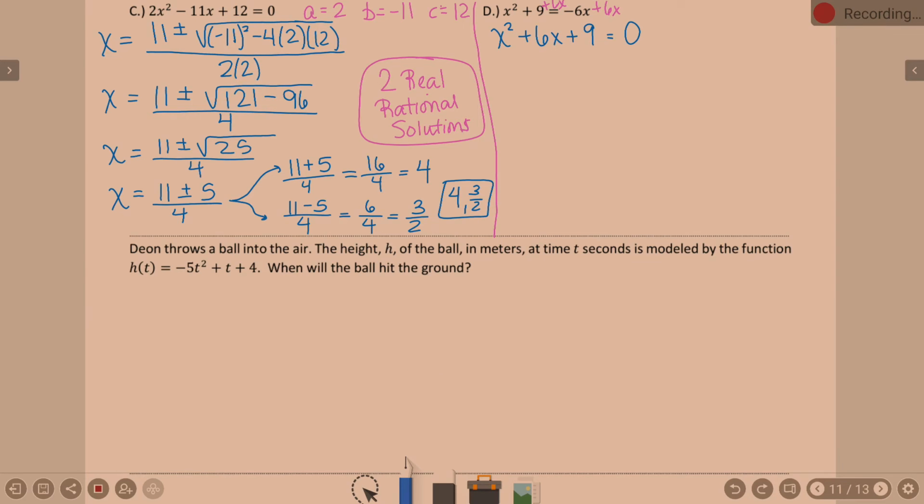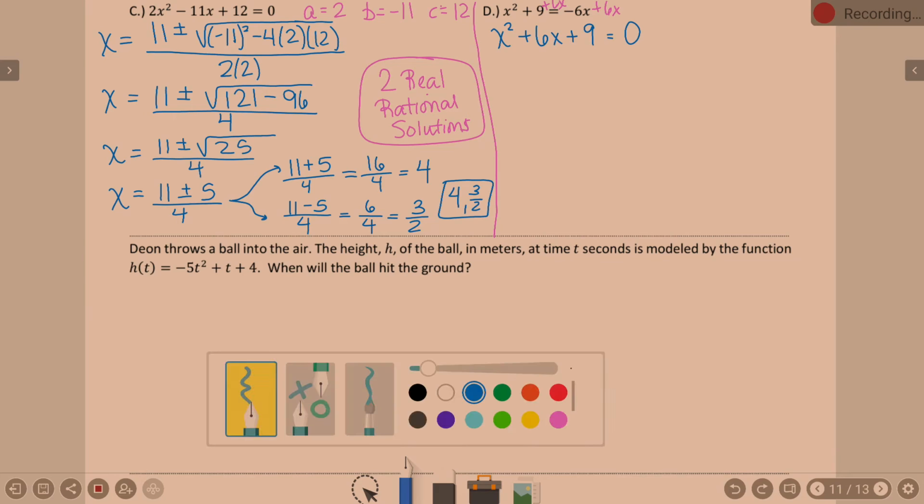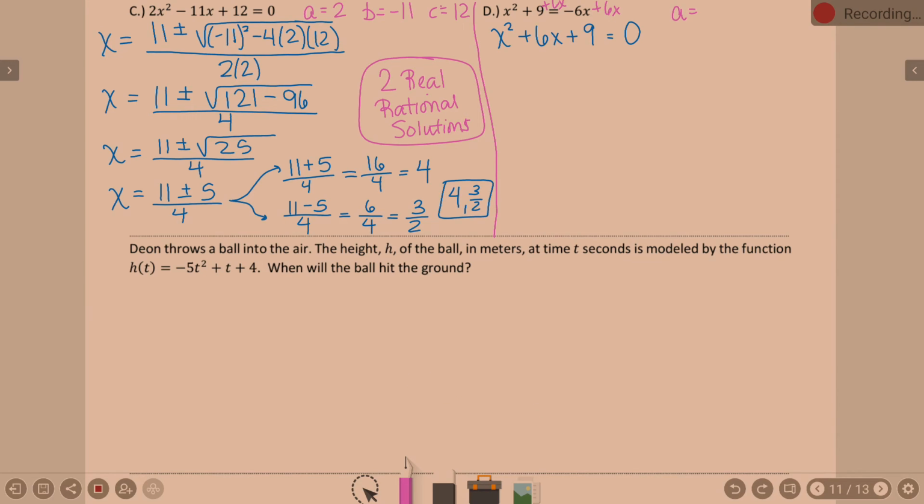Because you guys like to see ABC order, don't you? You don't want to have to think extra hard about that. You want to see the order right as is. So, with that in mind, A is 1, B is the coefficient of x, that is 6, and C is 9.